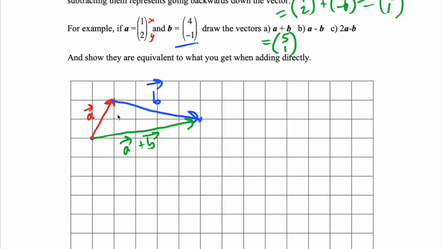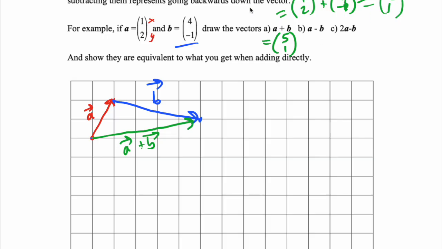Okay, so graphically, yeah, you can see it graphically, and you just add the coordinates together. This makes sense. If you go right 1 and then later you go right 4, it's like you've gone right 5. So that's how you add vectors.